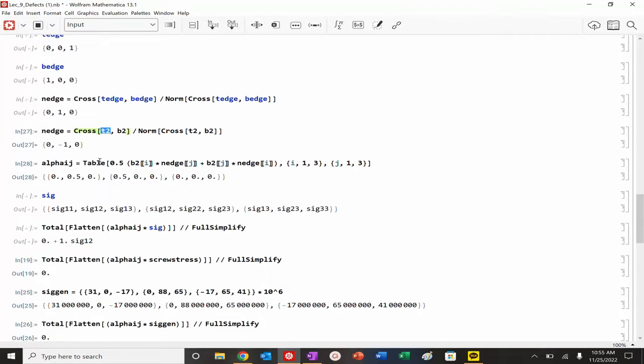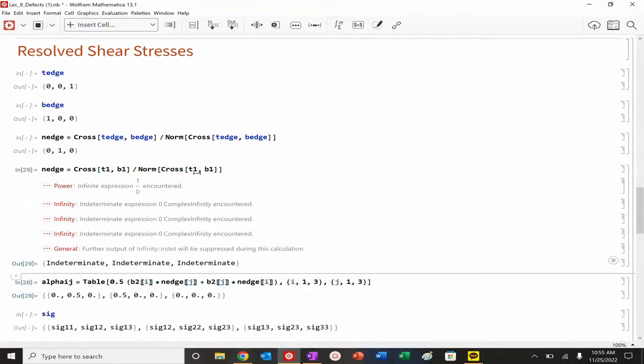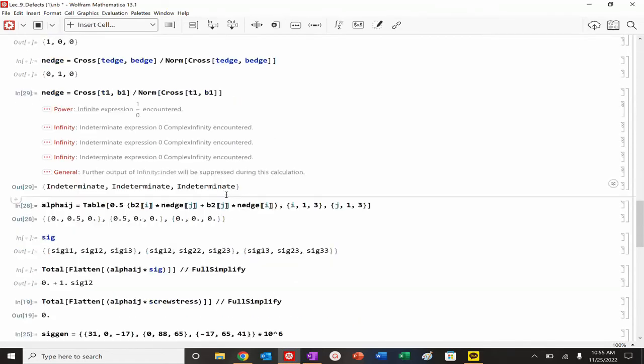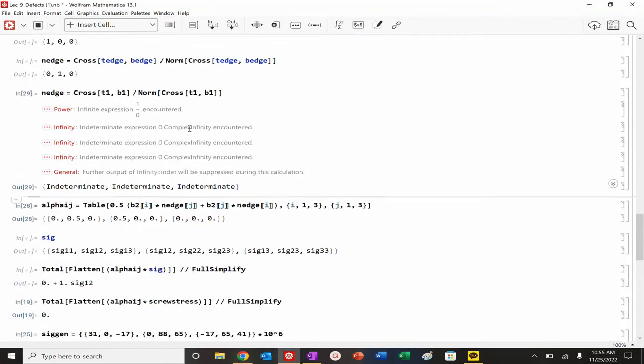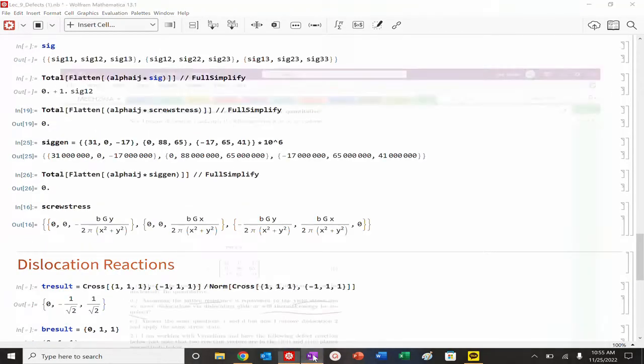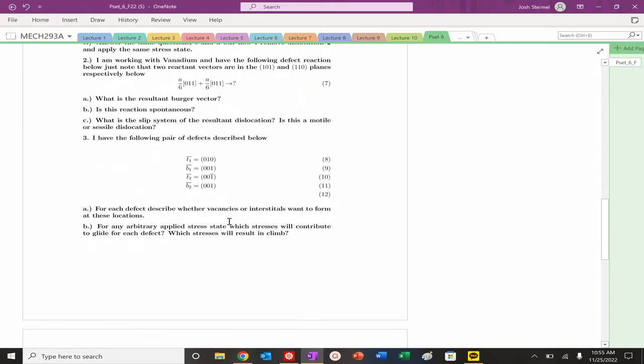But we all know what's going to happen here. What happens if we do T1, B1? Is there a glide plane for a screw? No. So that's it. Unfortunately, we don't get any solution for this particular problem. So again, it's a bit of a null problem, but it kind of walks you through the process and how you would work through it.